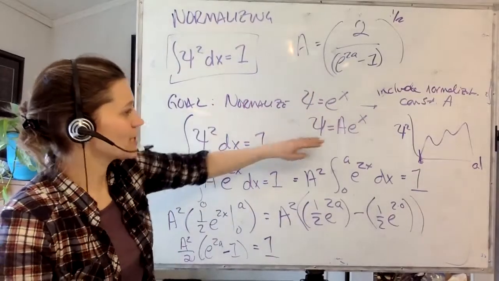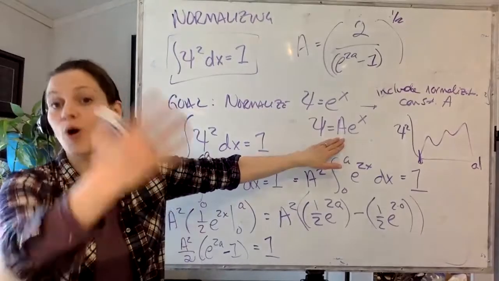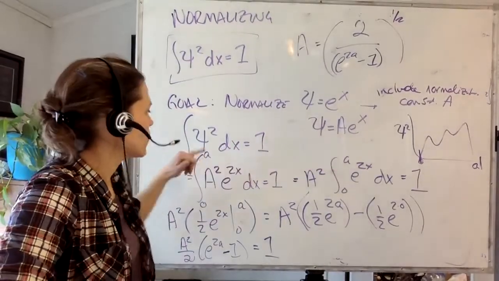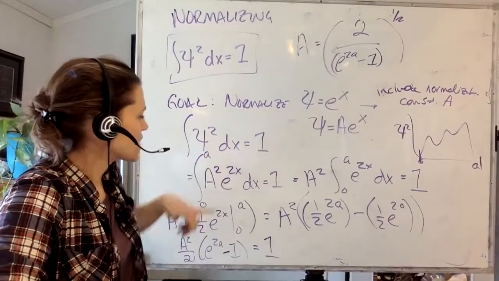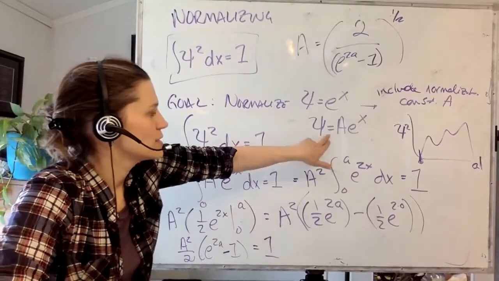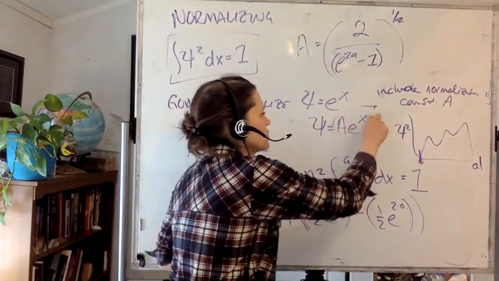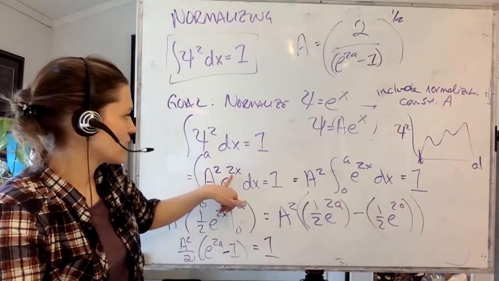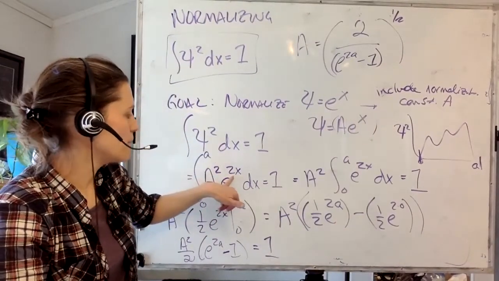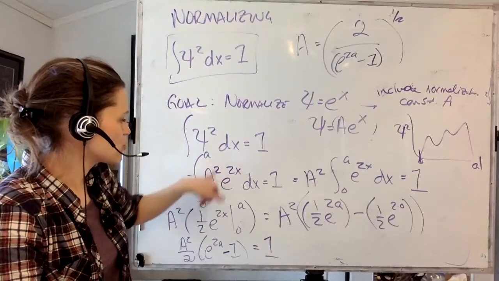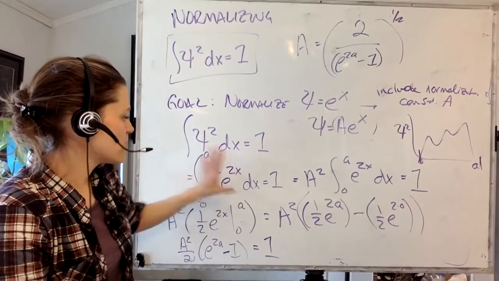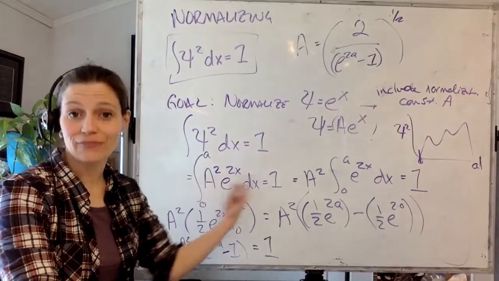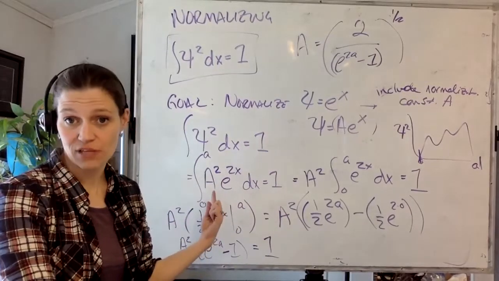And so what I do is I propose that I have some normalization constant A. That means psi squared dx is equal to this quantity squared. So I've got A squared e to the 2x, and that 2 is because this is psi squared. What I'm going to do is solve for this normalization constant, set this whole function equal to 1, and solve for what A has to be in order for this whole thing to equal 1.